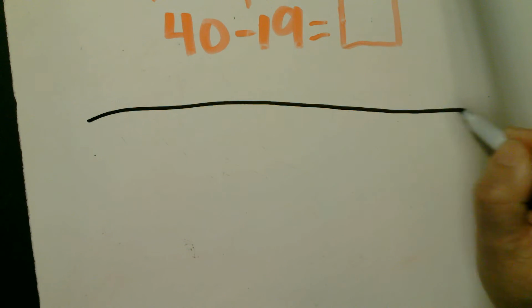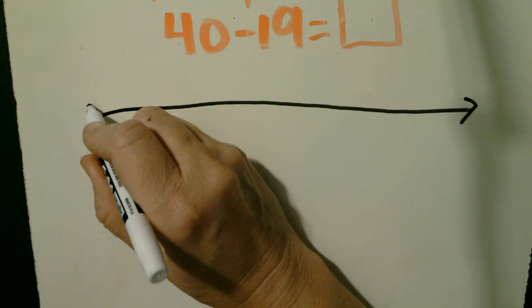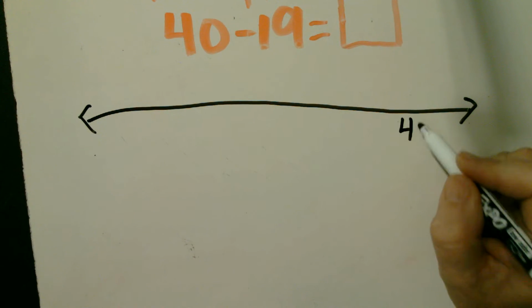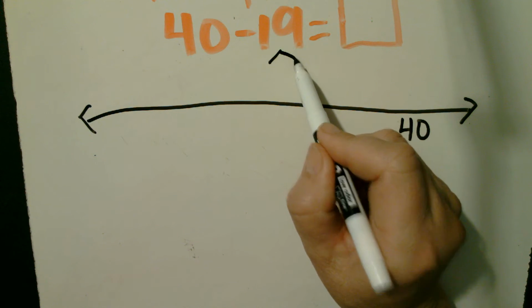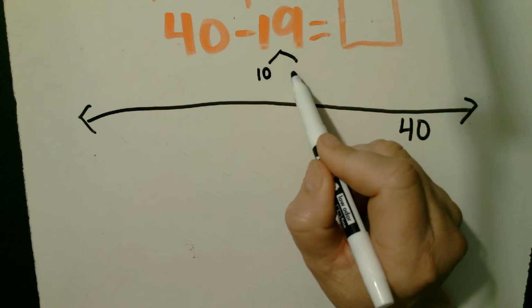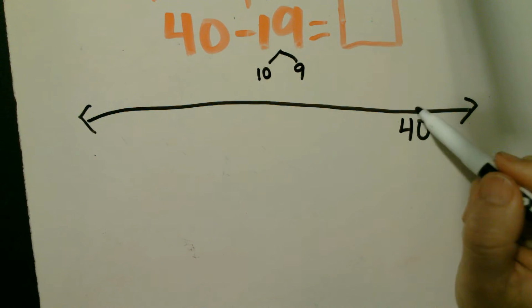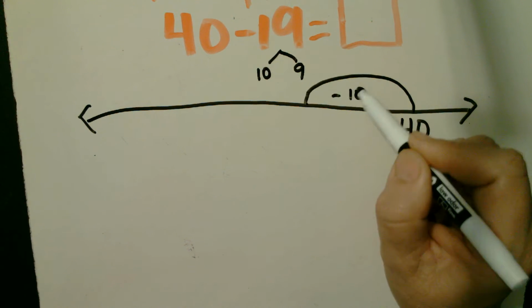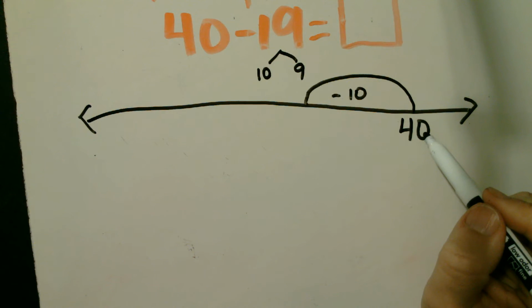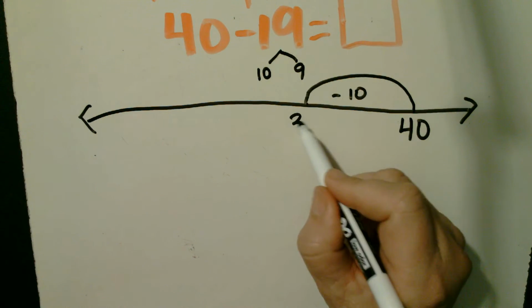So here's a number line. And since it's going backwards, I'm going to want to put 40 on this end so I can count backwards. Now 19 is a big number. I don't want to count 19 ones, but I'm going to do a 10 and a 9 because I can do that. So I'm going to jump back one big 10, minus 10. And when I count by tens, I know 40 take away 10 would be 30.